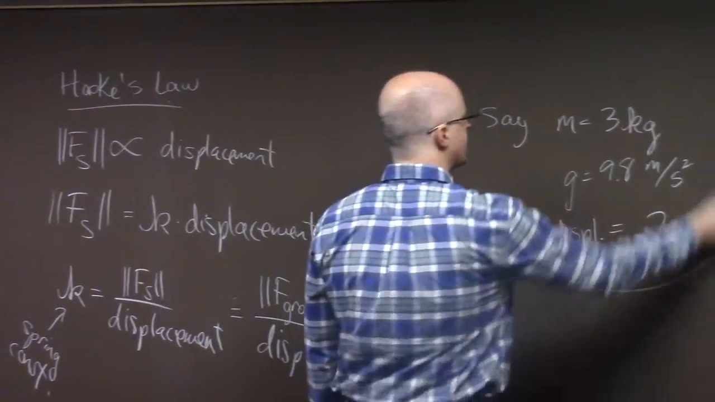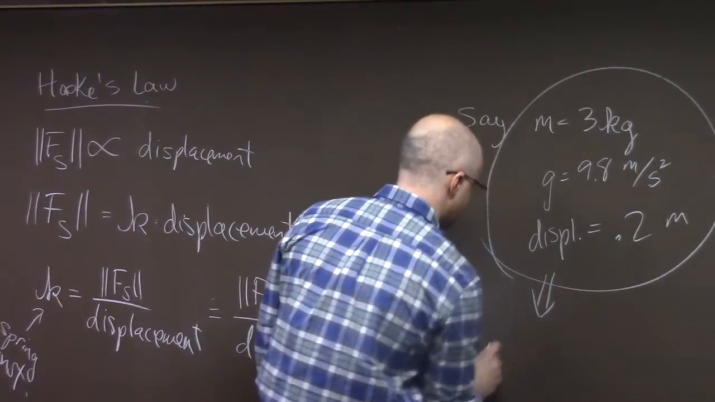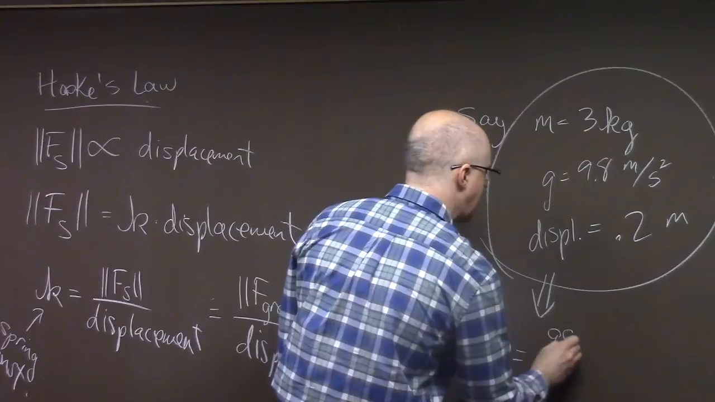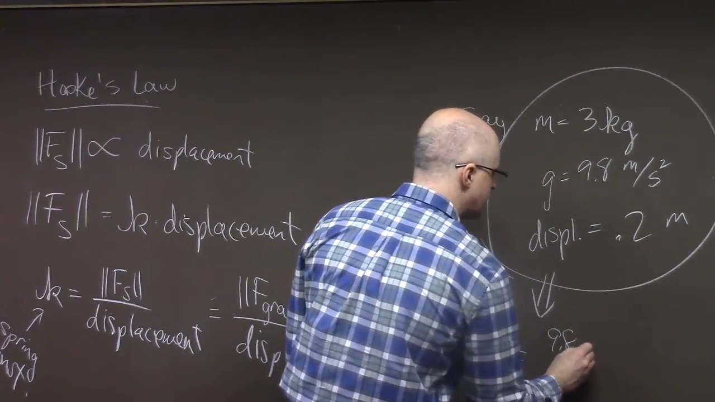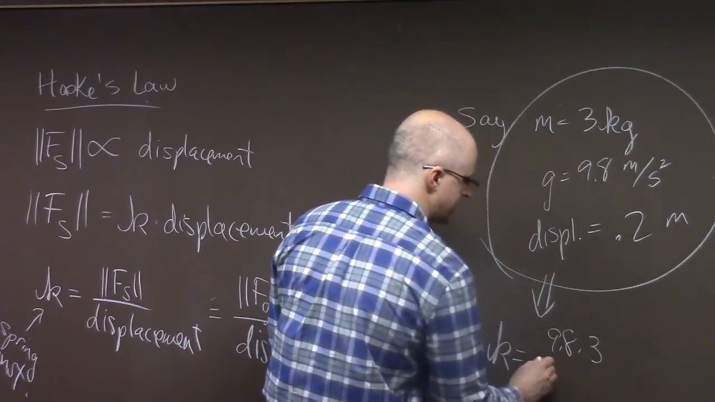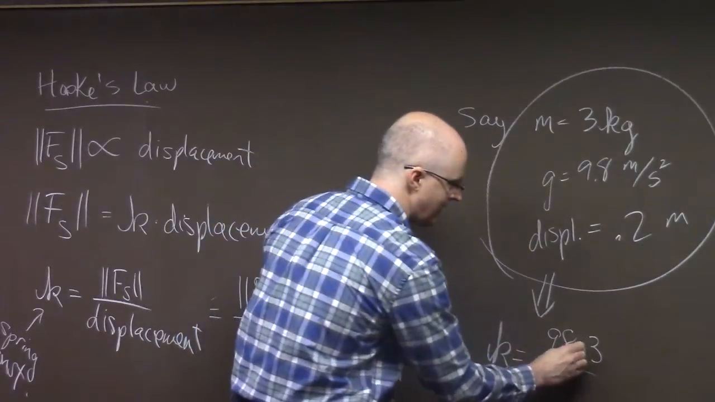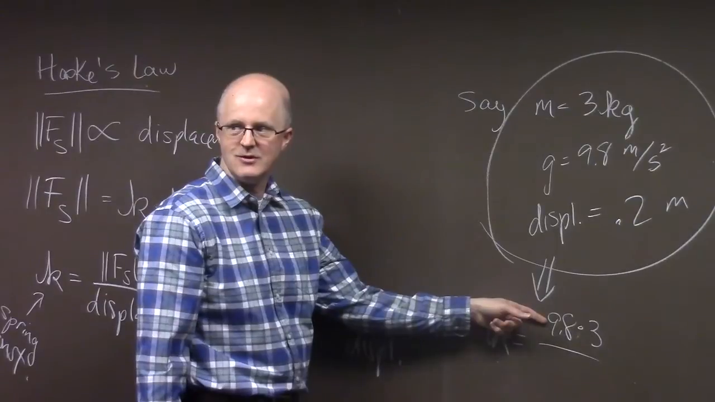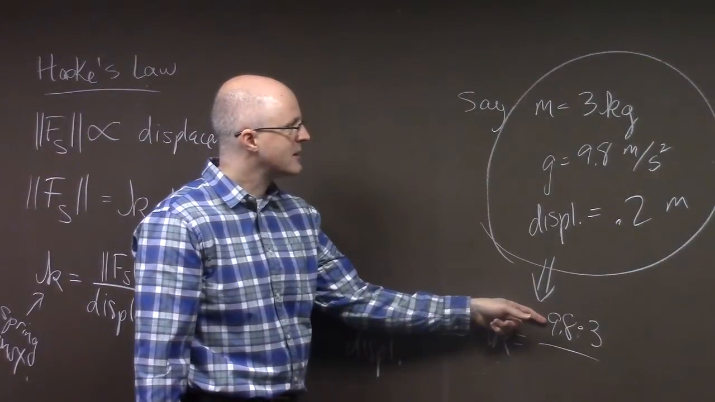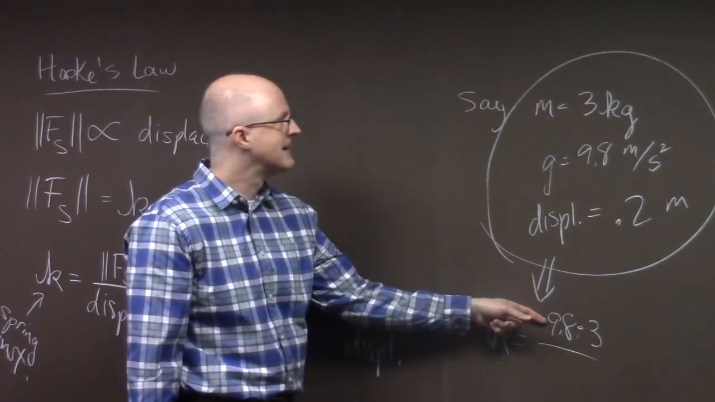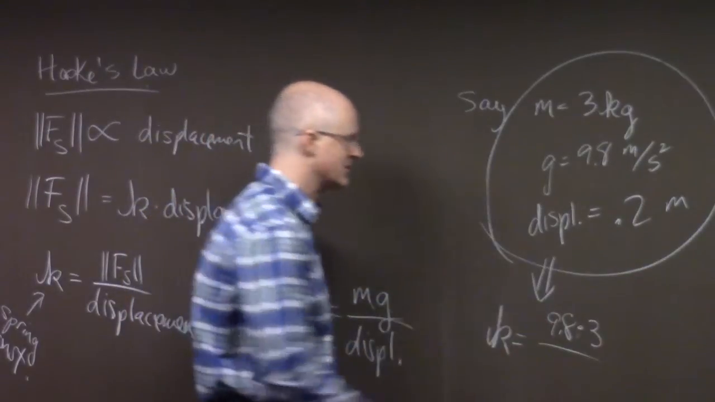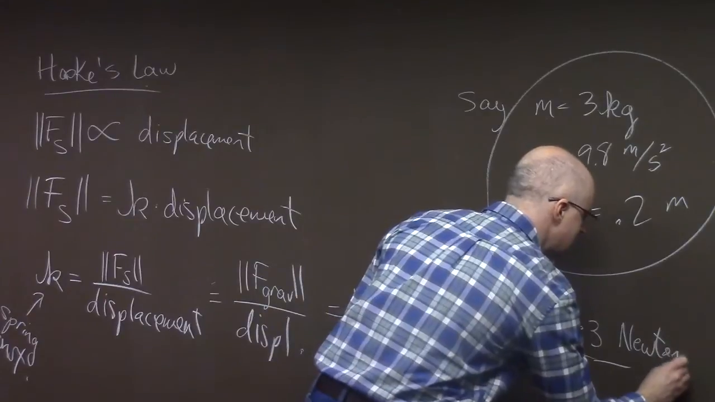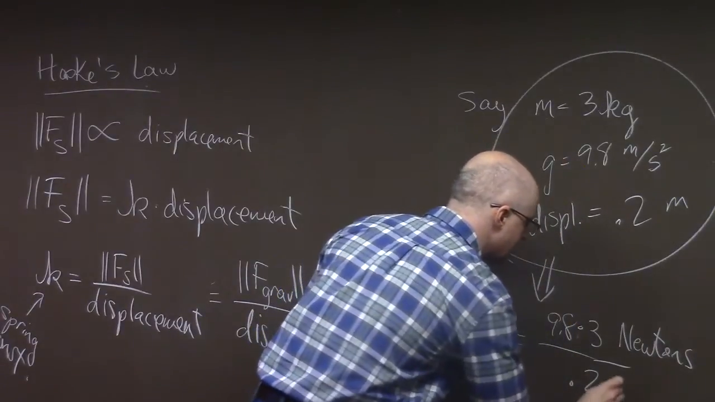This information tells us k is going to be 9.8 meters per second squared times 3 kilograms. What's the units for that going to be? Meters per second squared times kilograms is newtons, the official unit if you didn't know that. Divided by 0.2 meters.